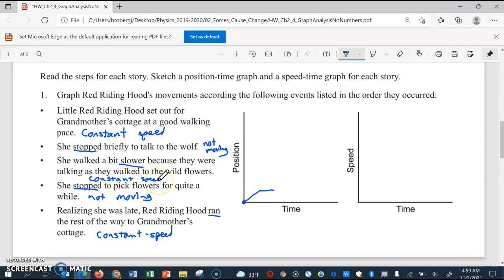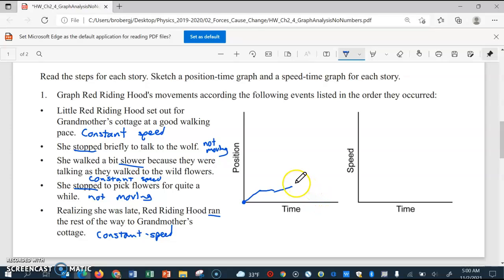This next part is she walked a bit slower. So it's constant speed again, but we're going to continue on from where we were. But when she's walking slower, you've got to think of how this looks. Because if you draw this, it is constant speed, but that's not saying that she actually went slower. That's like she went faster. Remember slope? Slope is related to speed on a position versus time graph. So if she's going slower, it's probably just a little bit more shallow of a slope. So more shallow than this one.